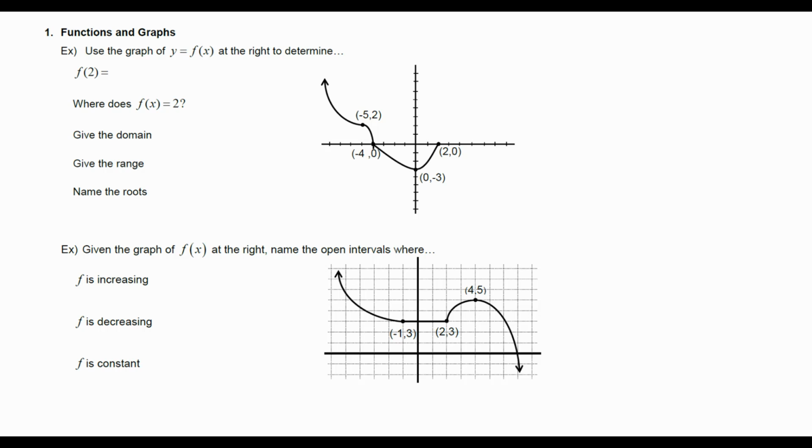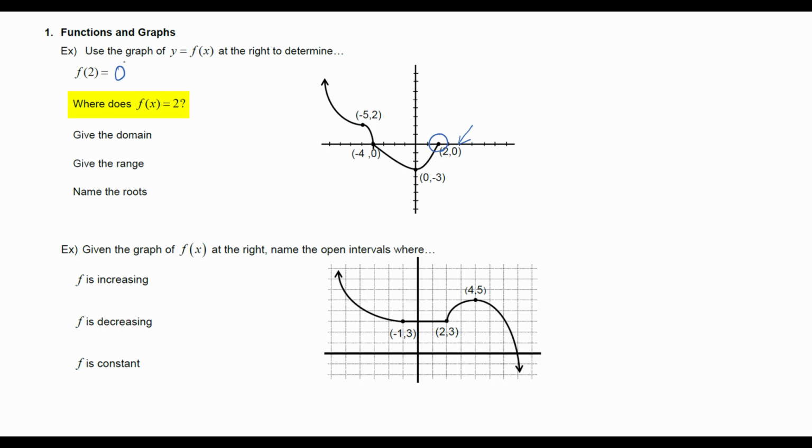Example: use the graph of y equals f of x at the right to determine f of 2. As you know, we're looking for the y value such that the x coordinate is 2 on the graph to your right. So I see the point right here. When x equals 2, the y value is 0. So f of 2 is 0.